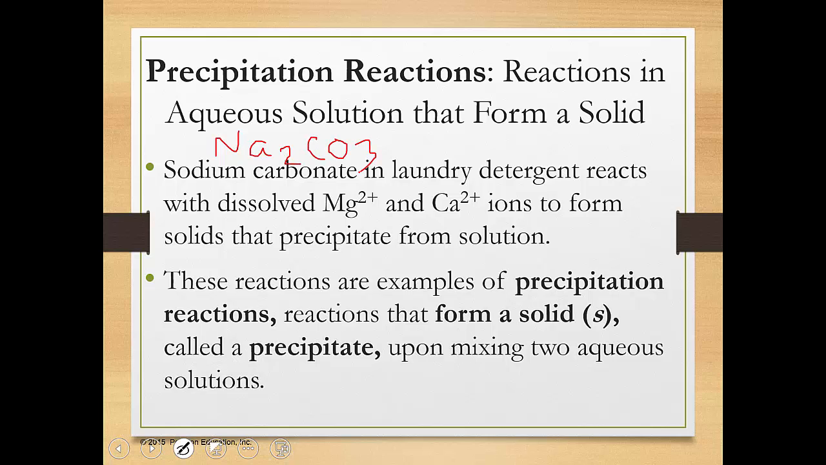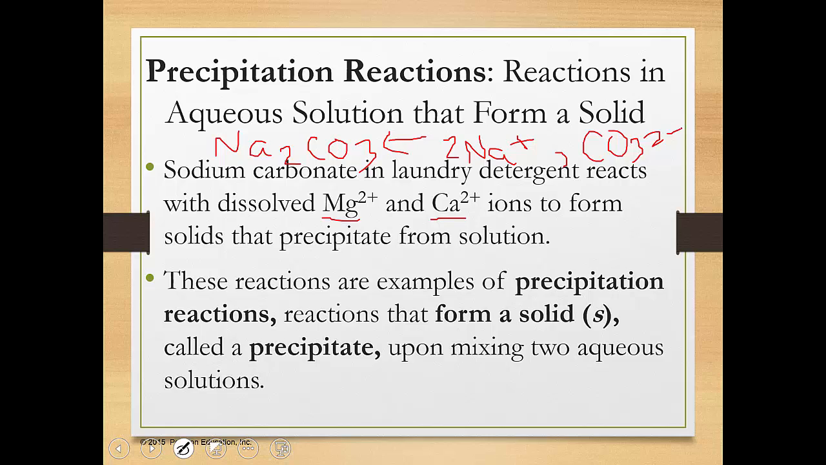Na2CO3. That is a common compound in laundry detergent. And we've talked a little bit about the fact that it reacts with magnesium and calcium ions and precipitates from solution. So what's happening is that anything that contains sodium is going to dissolve in water and dissociate. So I end up with 2 sodium 1+ ions in the water, and a carbonate 2- ion.